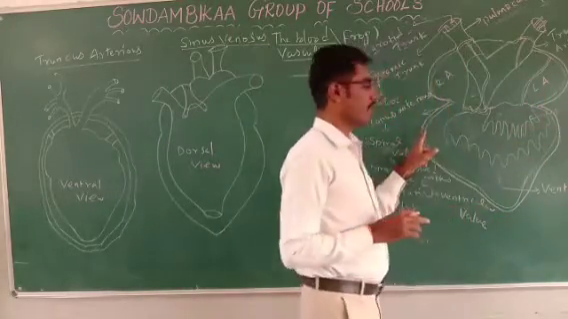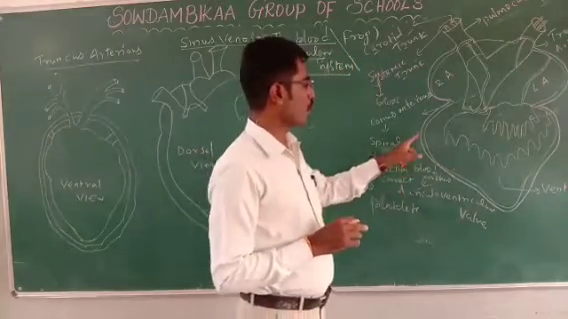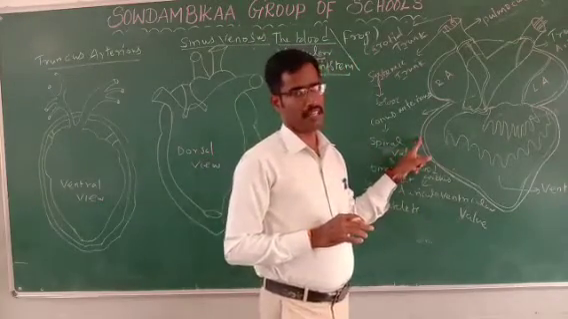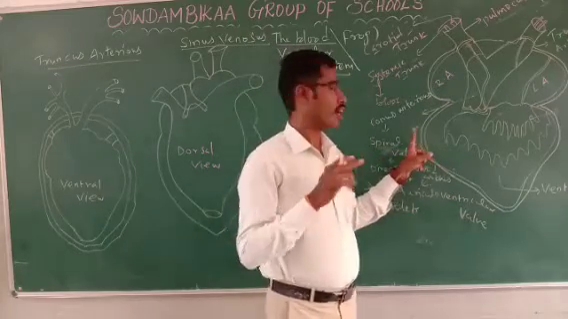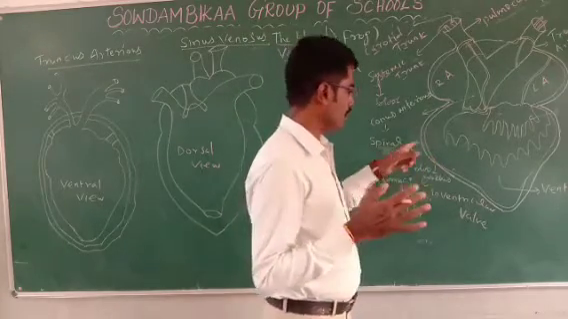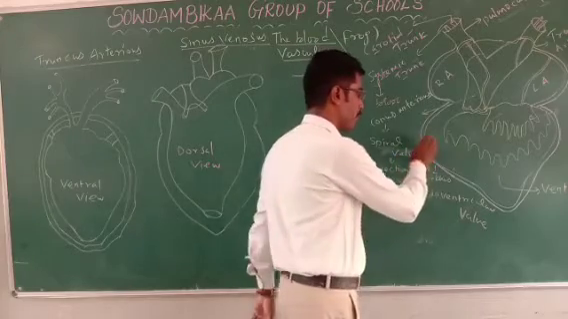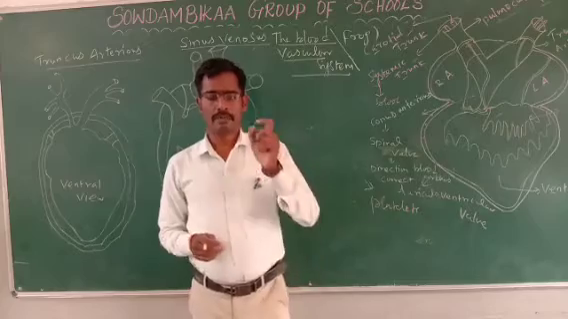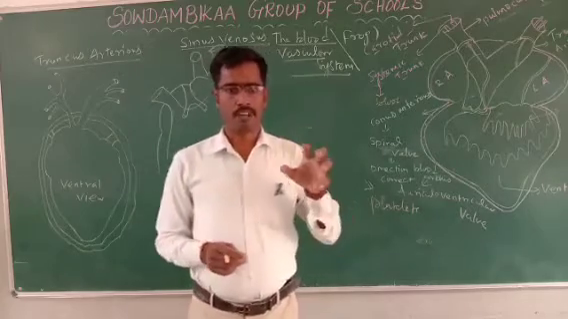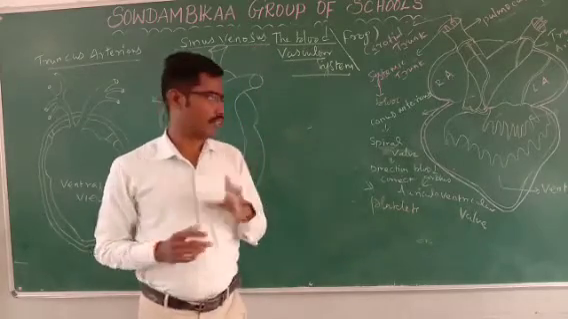The membrane is called the pericardial membrane. The outer membrane is called parietal, and the internal membrane is called visceral. In between the membranes is a fluid called pericardial fluid. The main function of this pericardial fluid is protection, especially from injury.